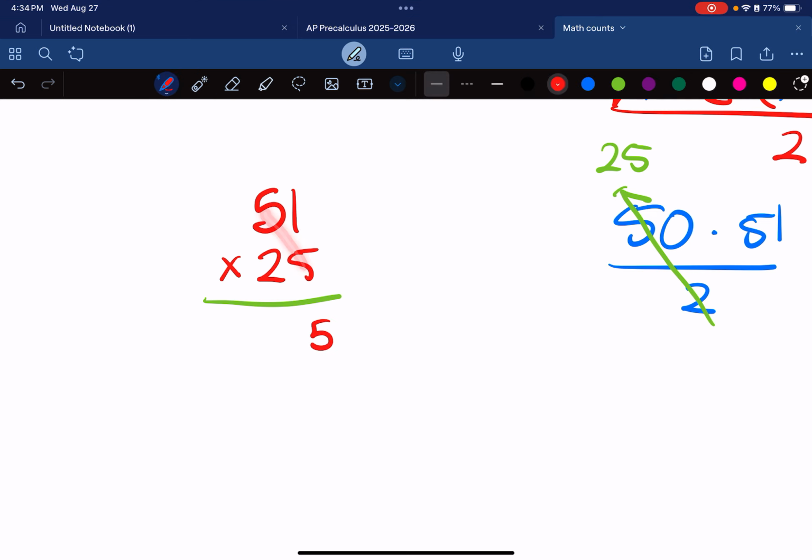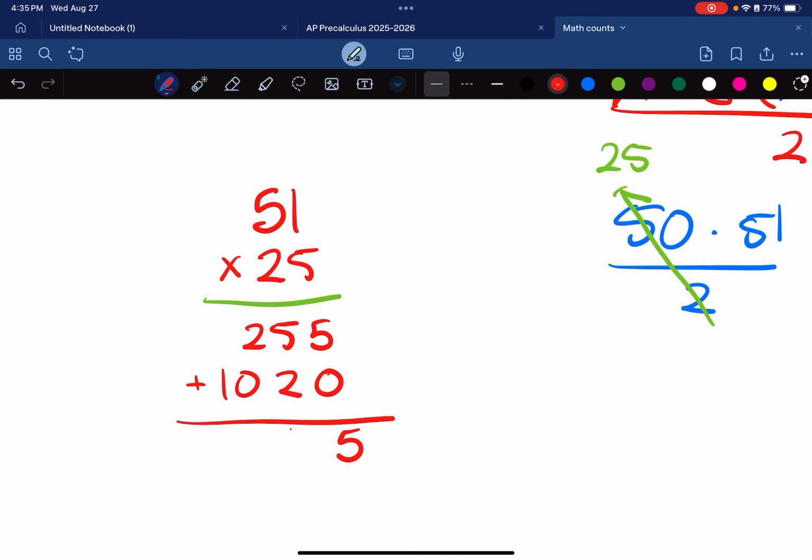5 times 5 is 25. And now that we're moving on to the tens digit, we have a 0 here to say we're multiplying everything by 10. This is really 20 times 1. That's why we have the 0. So we say 2 times 1 is 2, no carrying. And we say 2 times 5 is 10. And then we can add these together and we can say 5 plus 0 is 5.